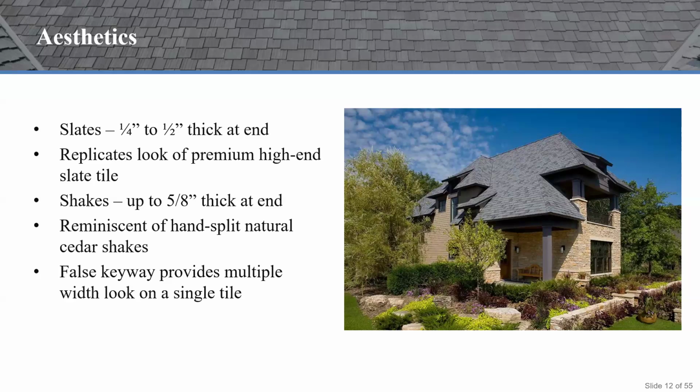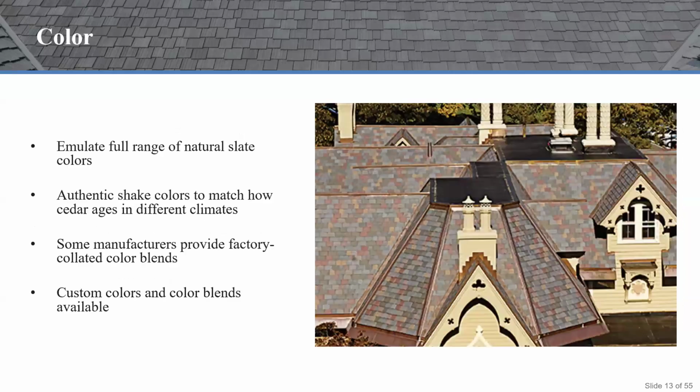Reminiscent of natural hand split cedar shakes, you're going to find shakes that range anywhere from a 1/2 inch all the way up to a 5/8 of an inch thick. And then talking color, that's where you'll really see another benefit with composites. With a composite, you're able to really emulate a full range of natural slate and shake colors. Authentic shake colors to match how cedar ages under different climates.